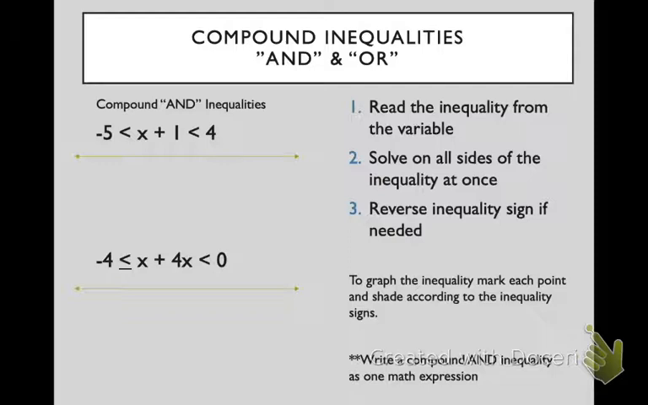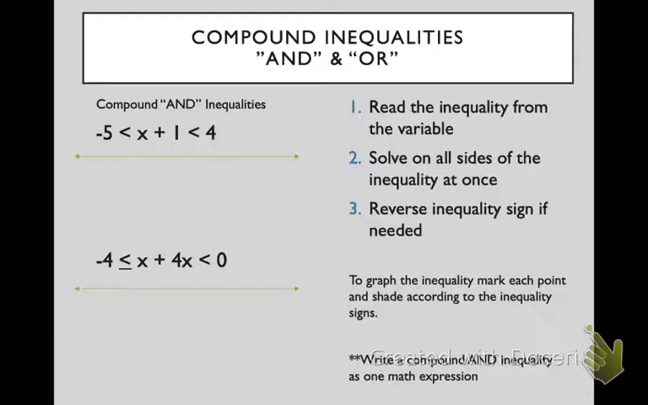This type of inequalities that we're going to talk about in this first screen, these are called and inequalities. That means that once we get down to solve the inequality, we'll see that the two criteria can happen at the same time. So we have -5 is less than some amount plus 1, which is less than 4.